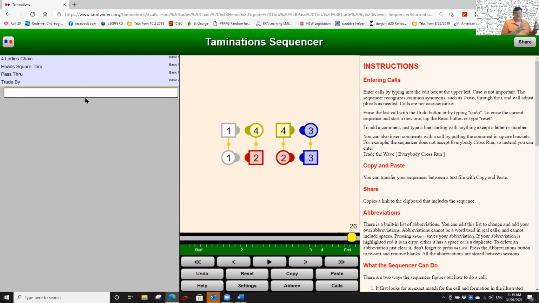Yep. Here it's going to change. It's just going to do the four ladies chain effect. In other words, change the relationships without changing anything else. That's why it's conditional, depending on where you start it, where you set up. And there's probably half a dozen of these.